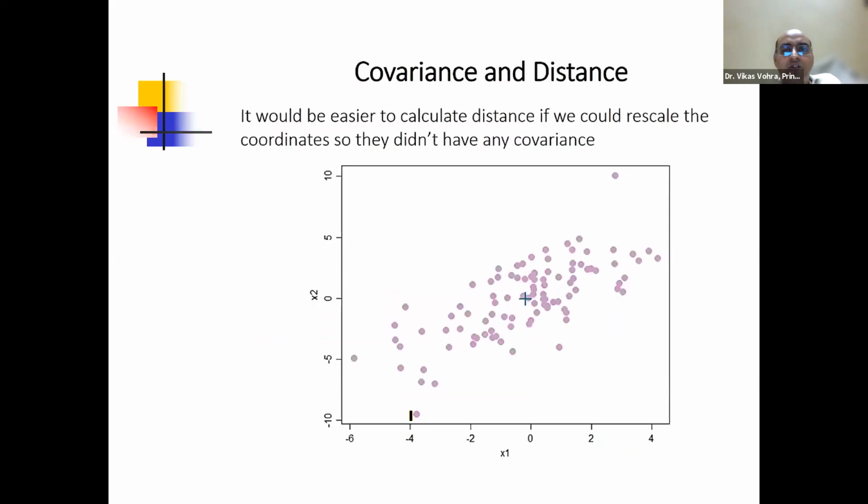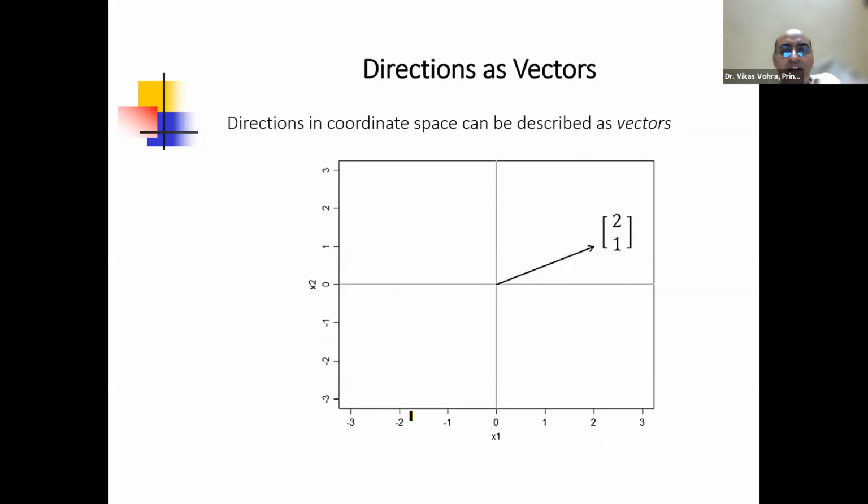So you will calculate the distance based on the variance covariance matrix. And here comes the concept of vectors. Suppose we say that x is x1 and x2, and this is the 0 of x1 and this is the 0 of x2. If for x1 the value is 2 and for x2 the value is 1, then this will be the vector from the origin 0, 0 coordinates to this point.